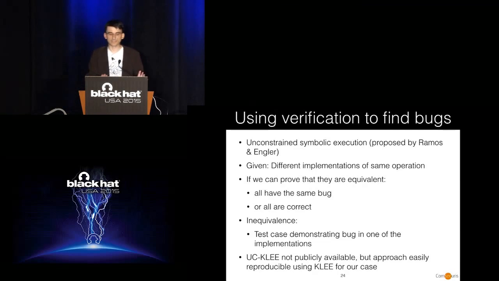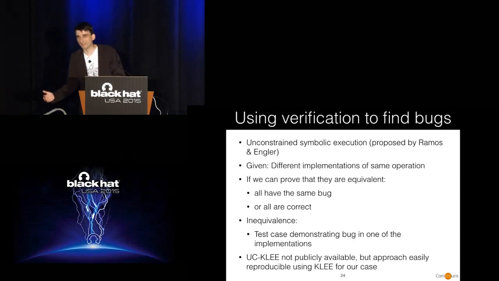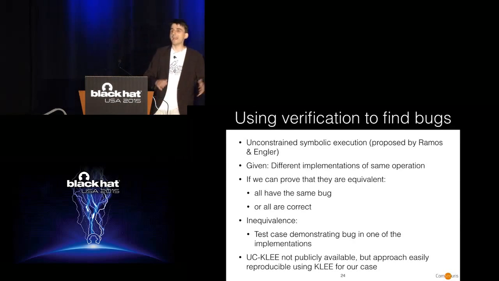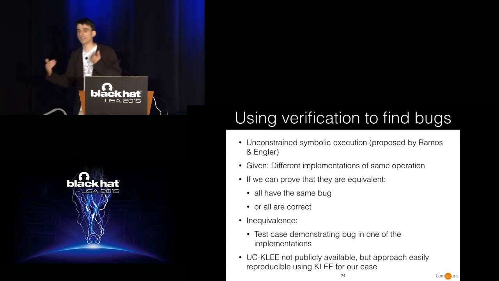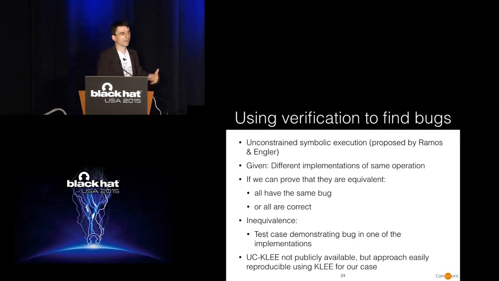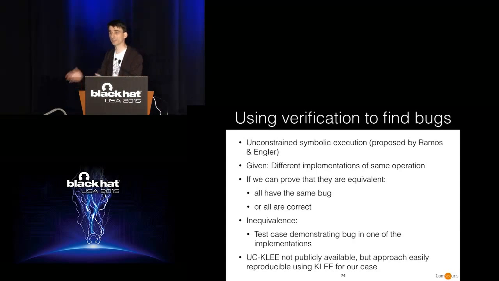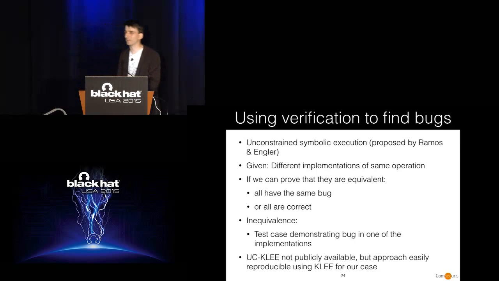So, okay, let me start again. Given that you have different implementations of the same routine or the same operation, you can use symbolic execution to prove that they're either equivalent, so then they all have the same bug, or they are all correct. And on the other hand, if your symbolic execution engine shows that you have an inequivalence, you automatically get a test case for triggering the behavior. You still have to figure out which one is the incorrect implementation, but in case of BigNums, that's easy, right?